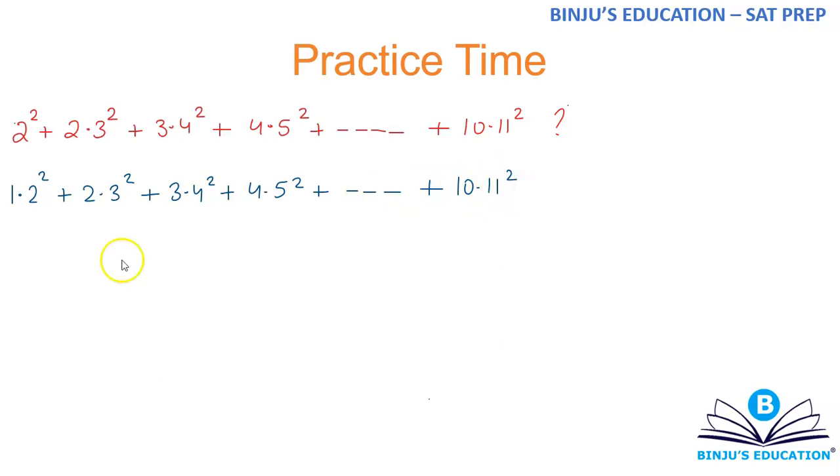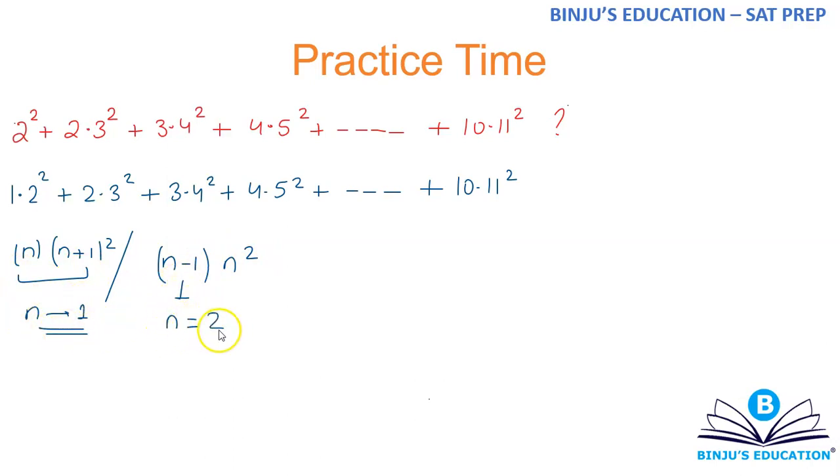So this is more or less like n minus 1 into n square, or I can put it in a different way. I can write this as n into n plus 1 square, or you can write this as n minus 1 into n square. In this case n starts from 1, and in this case n starts from 2. It's your call which way you want to write it. Now let's understand the difference in both the ways.